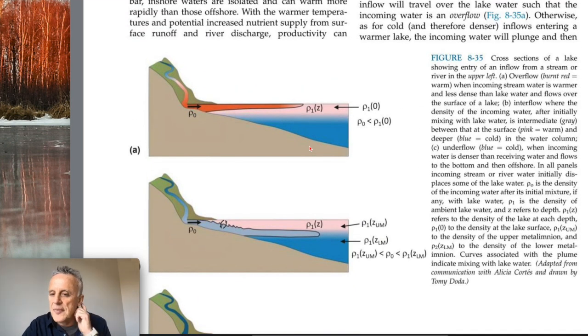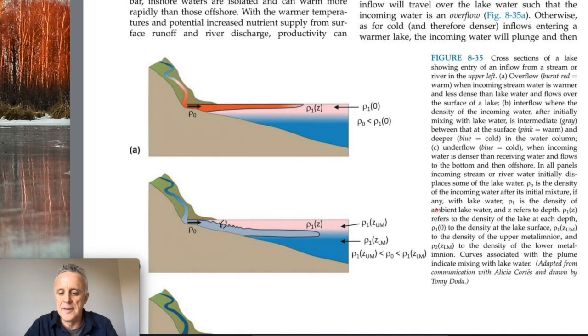All right. So 835, cross-section of a lake showing entry of an inflow from a stream. So we have a stream, we have an entry. This is warmer water coming in from the stream. And as they were saying, this is the tongue of warmer water because it's not as dense as this, as the colder water will stay on top.